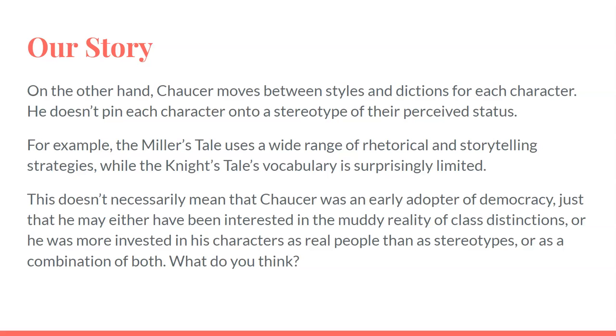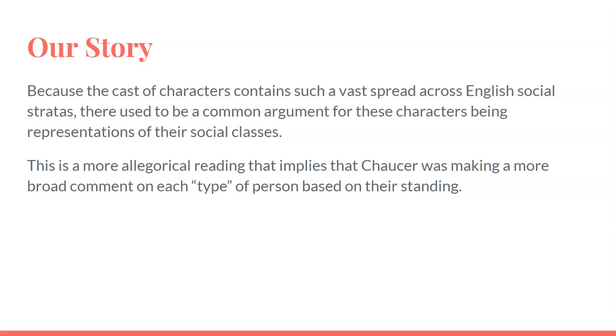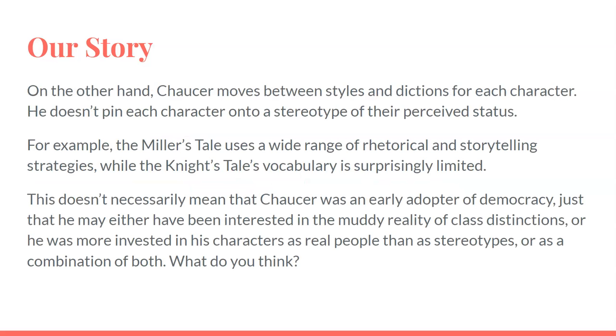He doesn't pin each character onto a stereotype of their perceived status. So an example of this would be later when we read The Miller's Tale, you'll see that he uses a really wide range of rhetorical and storytelling strategies, while in The Knight's Tale, the knight's vocabulary is surprisingly limited. So when he makes these criticisms or when he writes these characters and the way that they speak and act, he is doing it in such a way that this reading of these characters as stereotypes or archetypes doesn't hold a lot of water. This argument doesn't hold a lot of water because of the way that Chaucer doesn't just assign a stereotyped set of attributes to them. He lets them be very fully fleshed out characters who often say and do surprising things.